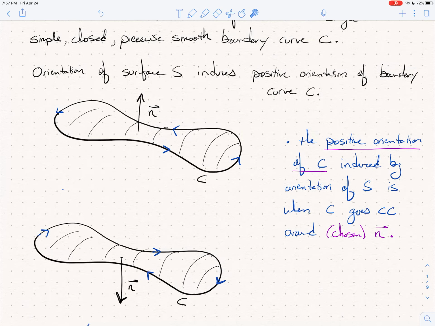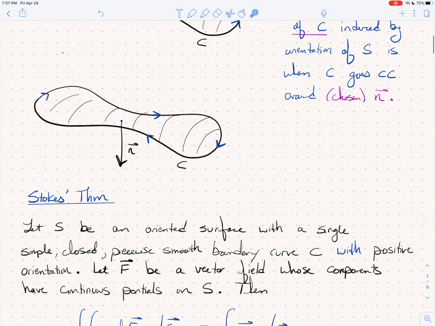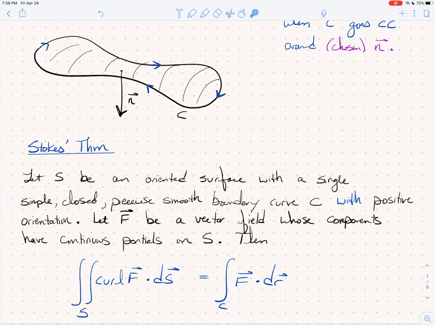Okay, so with that background in mind, we're ready to state Stokes' theorem. So here we go. Same setup with our surface. I want an oriented surface, single, simple, closed, piecewise smooth boundary curve C. I'm going to go ahead and assume that C has positive orientation, meaning you can pick any orientation you want for S. All we ask is that you orient C in the positive sense with respect to S. All right, we're going to pick a vector field, big F, whose components have continuous partials on your surface S. Basically, we just want F to be relatively nice. Then the following is true.